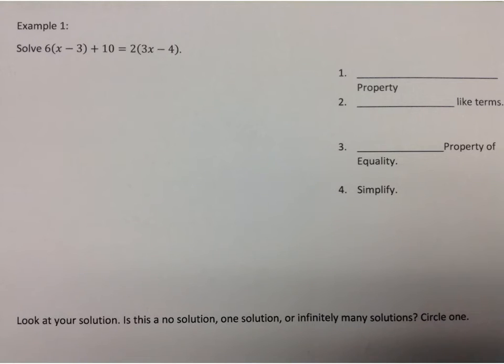Okay, let's go ahead and apply our knowledge of solutions to our first problem. Solve 6 times (x minus 3) plus 10 equals 2 times (3x minus 4). The first thing that we're going to do is use the distributive property. So let's write in distributive property.